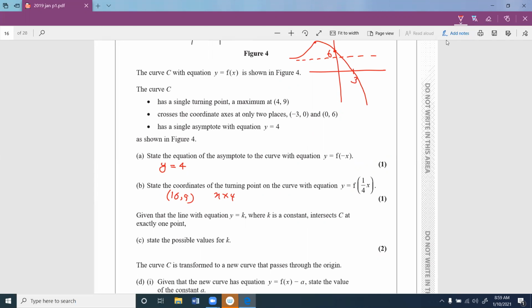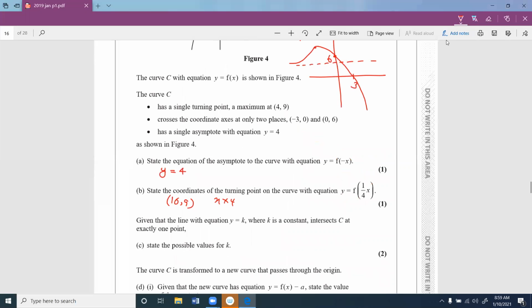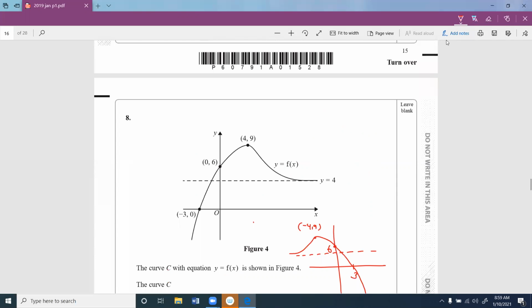Given that the line y equals k, where k is a constant, intersects C at exactly 1 point, state the possible value for k. It's a very great question. What kind of line is y equals k? It's a horizontal line. It intersects at 1 point, where you can see the graph intersect at 1 point. If this is the line, you can see it intersects at 1 point. This line passes through 9, that is y equals 9.